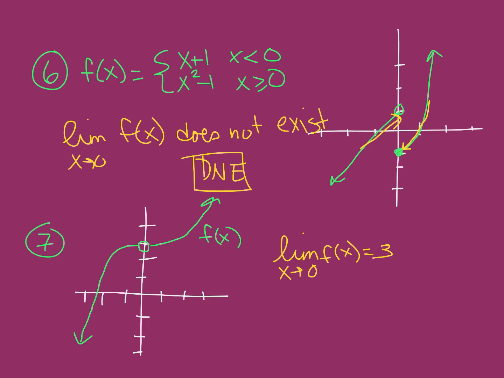First of all, the limit does exist. The reason it exists is because as it approaches 0, you do have the graph approaching 0 from both sides at the same y value, and that y value is 3. So just keep in mind that if you have a hole in your graph, you still can have a limit that exists as long as it is approaching the same y value from both sides.